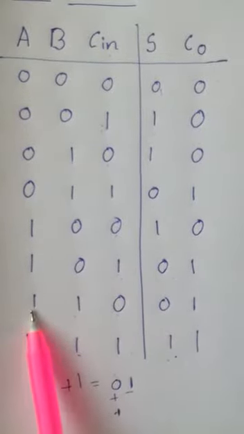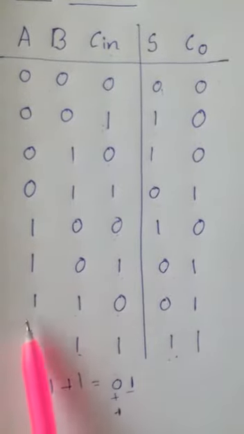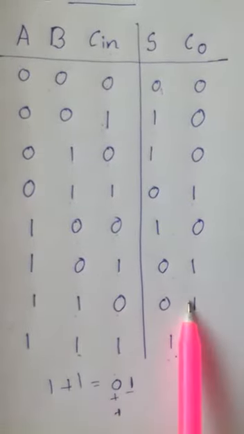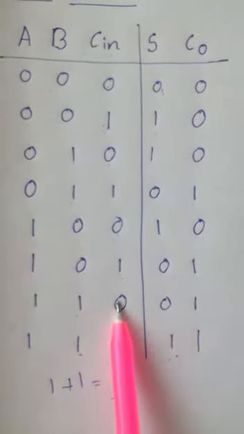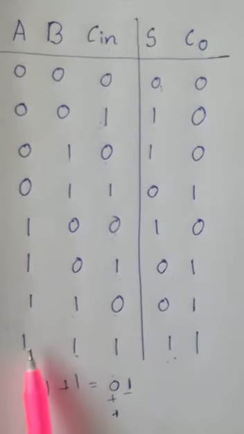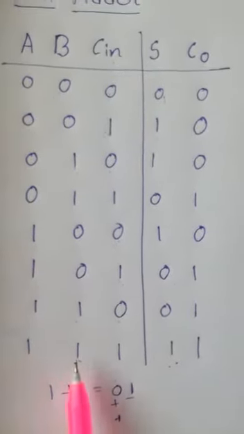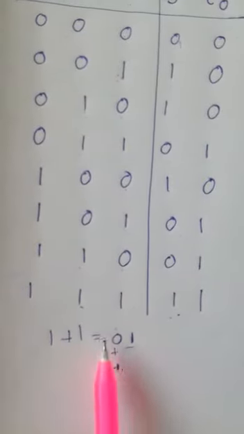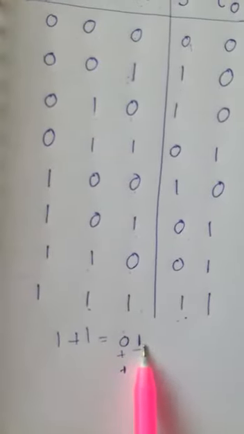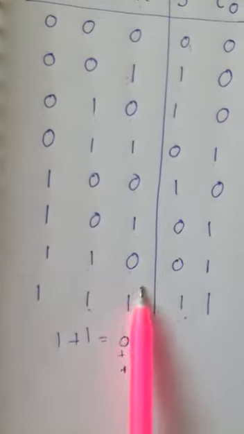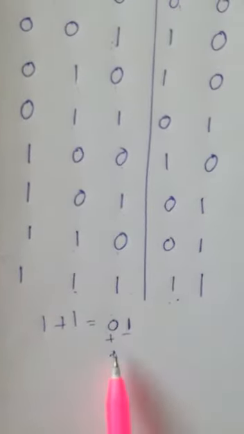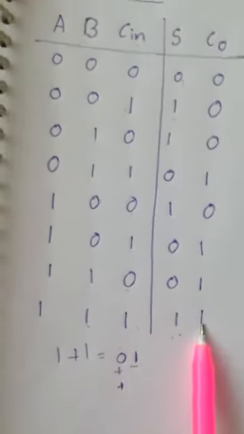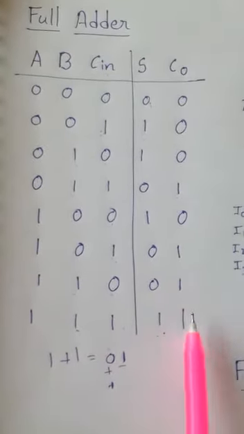Now A as 1, B as 1, C as 0. 1 plus 1, sum is 0 and carry is 1. For sum, if we add 0, we get 0. Now we have taken A as 1, B as 1, C as 1. That is 1 plus 1 is equal to 0 with carry 1, and for sum, we add the C in, that is 1. 0 plus 1 is 1. That is sum is 1 and carry is 1. This is a full adder.